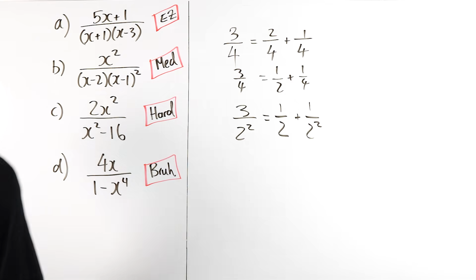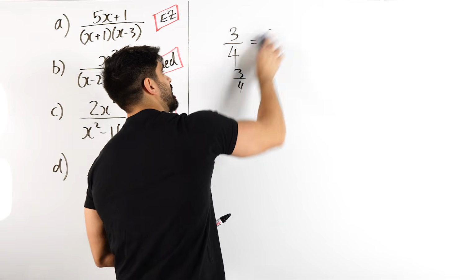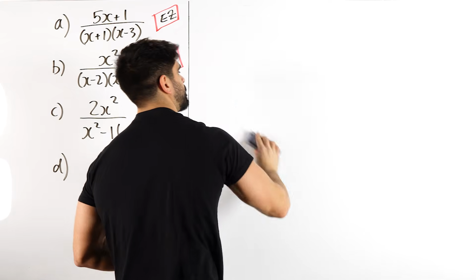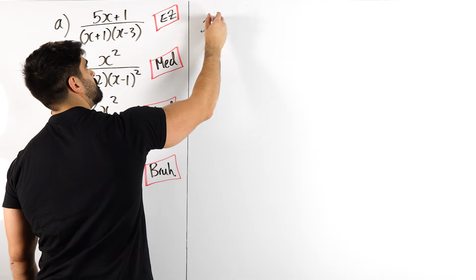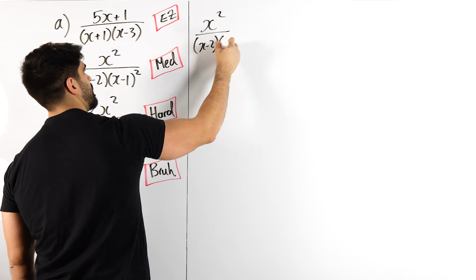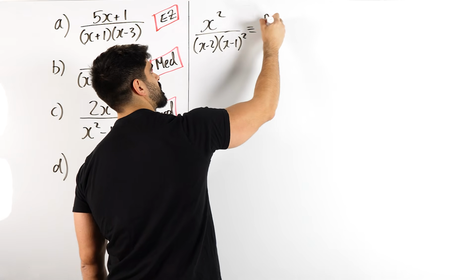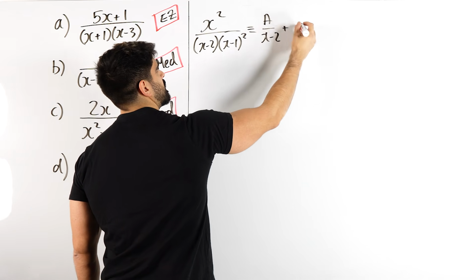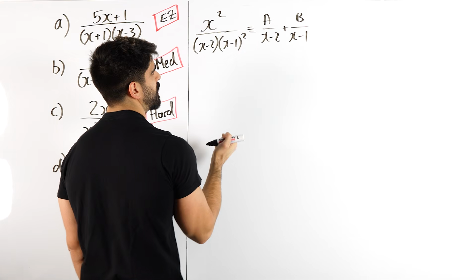All right? So with that in mind, let's go ahead and split up. We have x squared over x minus 2, x minus 1 squared. It's equivalent to the a over x minus 2. And then we're going to have b over x minus 1, yeah, the non-squared version.